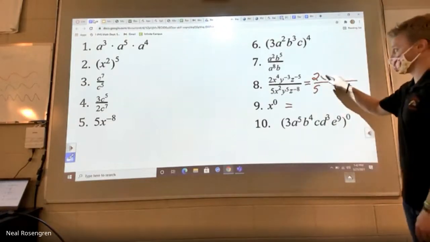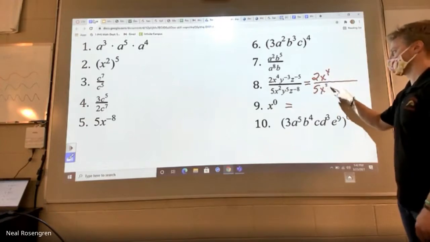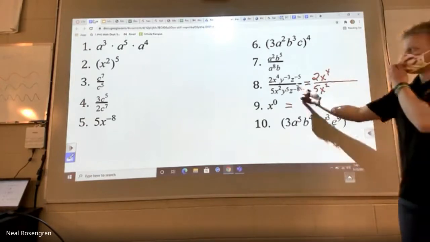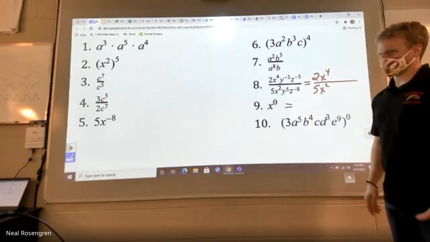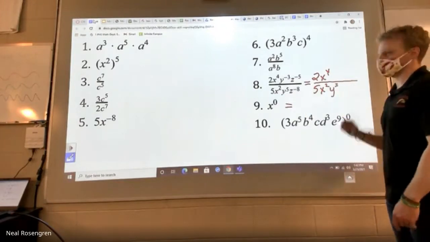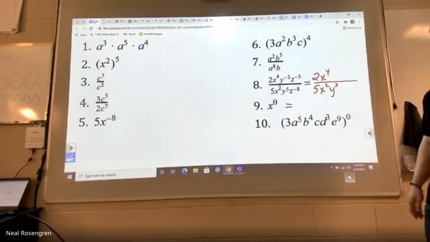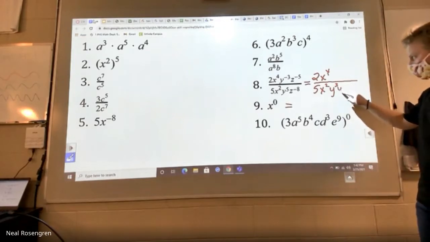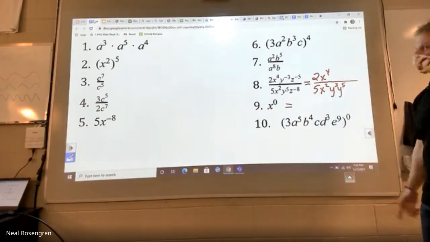X's are good, right? X to the 4th is good, X squared. What about that y to the negative third on top? Is that good? No. That means I got to move it to the bottom and make it positive. Now, there's already like a y to the fifth on the bottom, so now they're just next to each other.